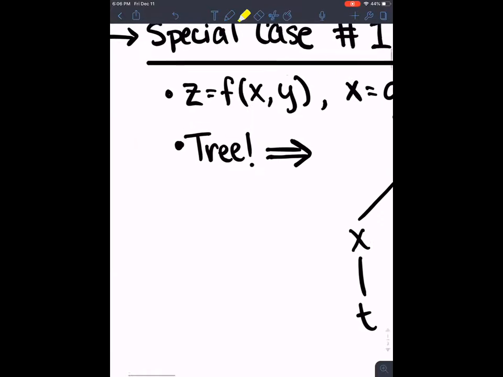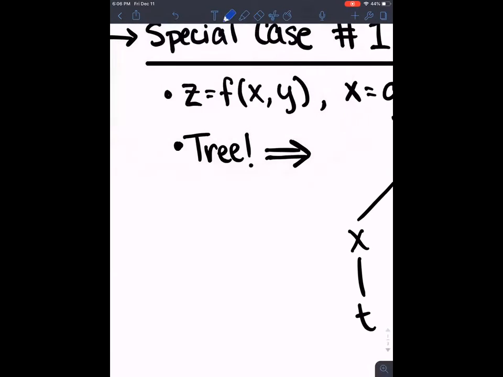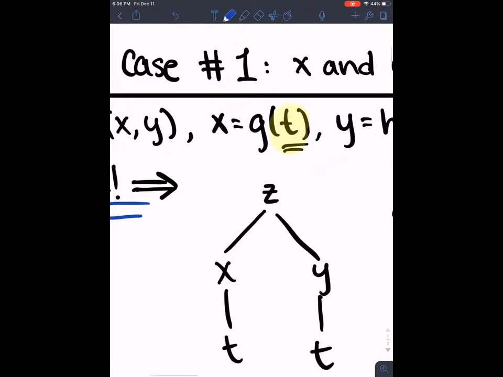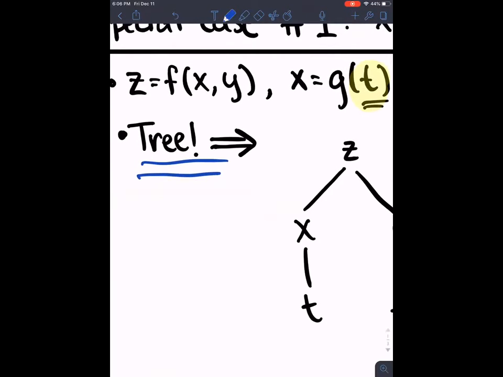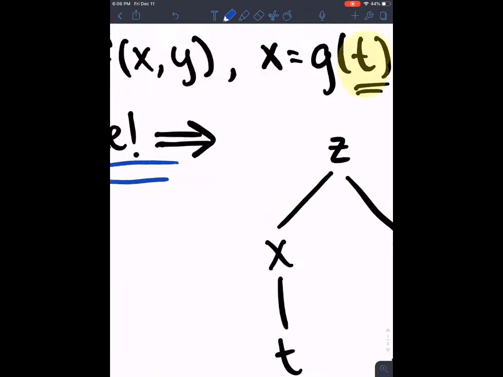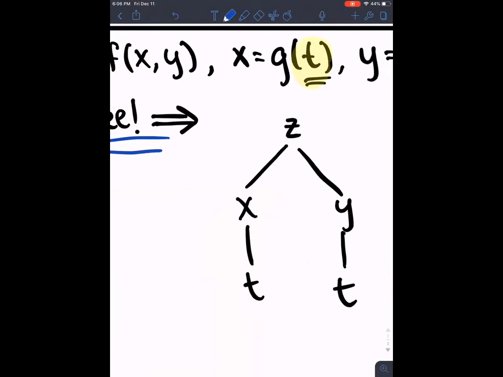So the way we do that is we build a tree. So the first thing we have is the mother function. z is a function of both x and y. So you start with z, and then you draw branches like these to the variables that z is a function of. So z is a function of x and y. So we draw two branches here to x and y.